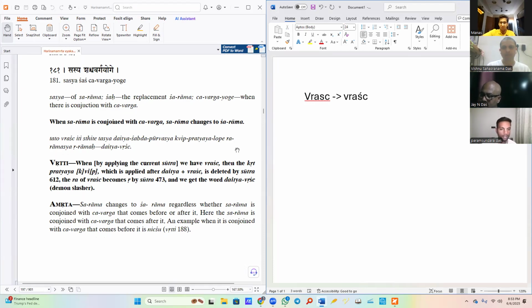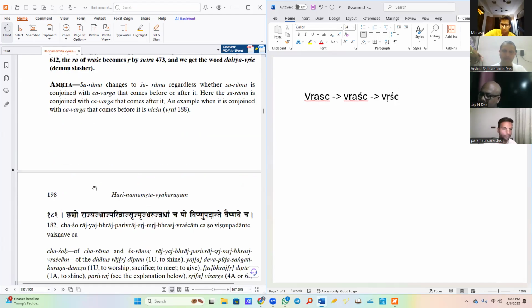And then by some rule, this Vrasht changes into Vrisht. And thus we get Daitya Vrisht, which means the slasher or the slayer of demon, one who kills the demon.